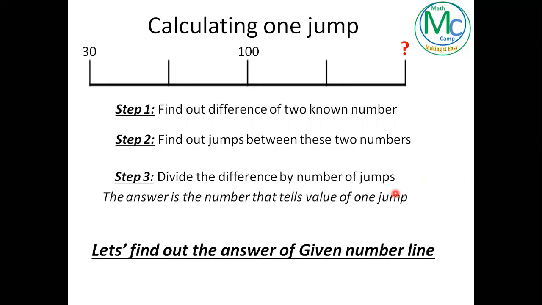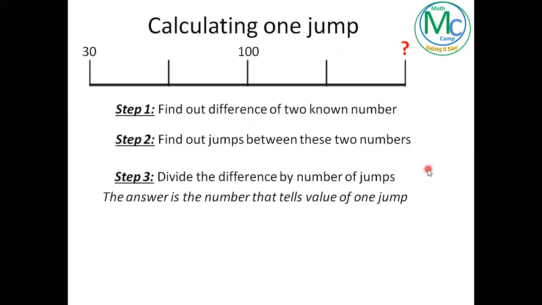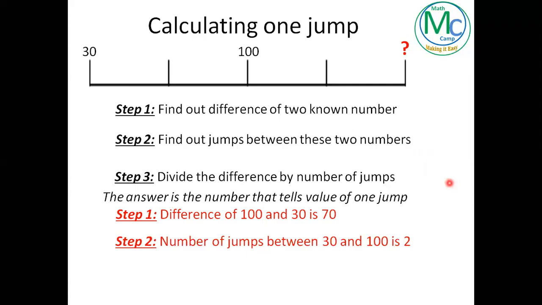Let's find out the missing number of this number line. In this number line, we can see 30, 100, and we have to find out this missing number. Again, we are going to find this number using these 3 steps. The first step, we have to find out the difference of two numbers. On this number line, we can see 30 and 100. The difference of 30 and 100 is 70. Next step, we have to find out the number of jumps between 30 and 100. So let's count 1, 2. So there are 2 jumps between 30 and 100. That was step number 2.